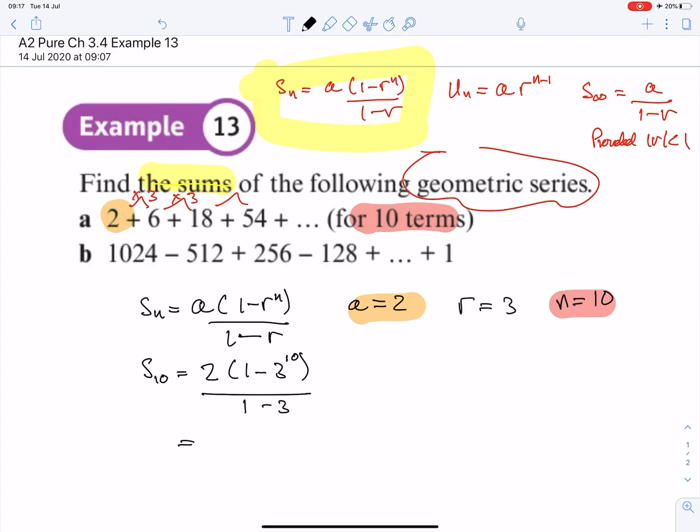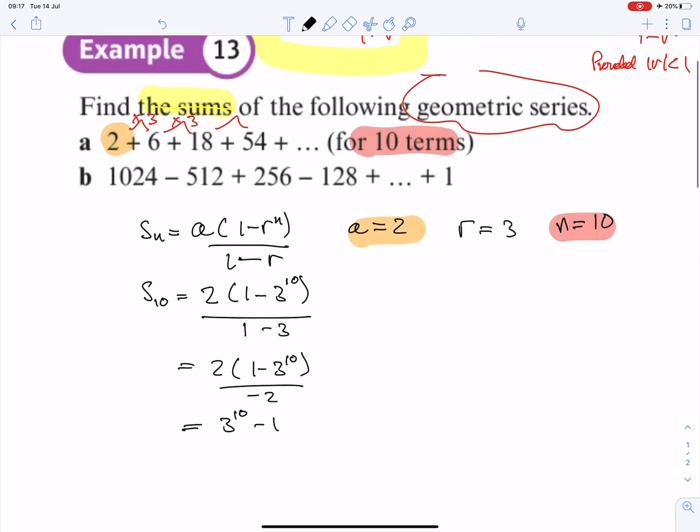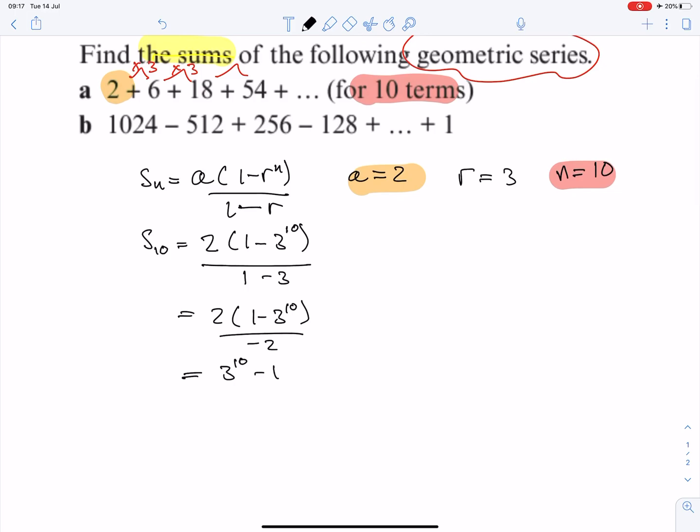So we get 2 lots of 1 minus 3 to the 10 over negative 2. So the 2's cancel, divide by the minus 1, we've got 3 to the 10 minus 1. Not straightforward, 3 to the 10 is not something I know off the top of my head, so I'm going to have to tap that in the calculator and subtract 1. So we get 59048 for part A.